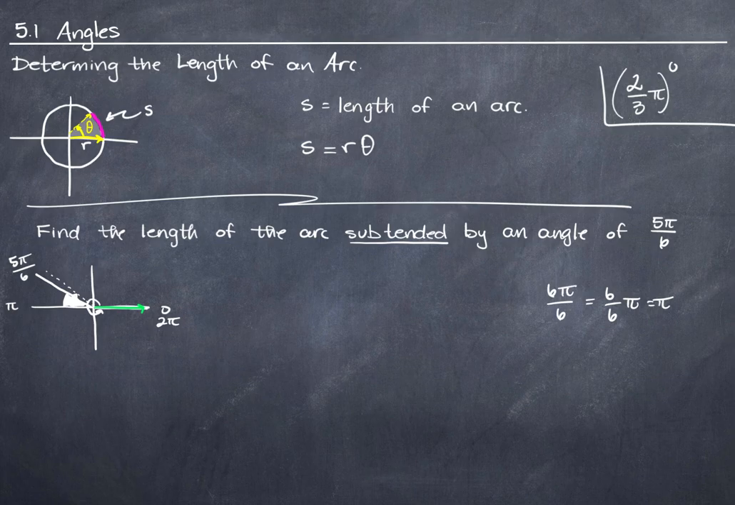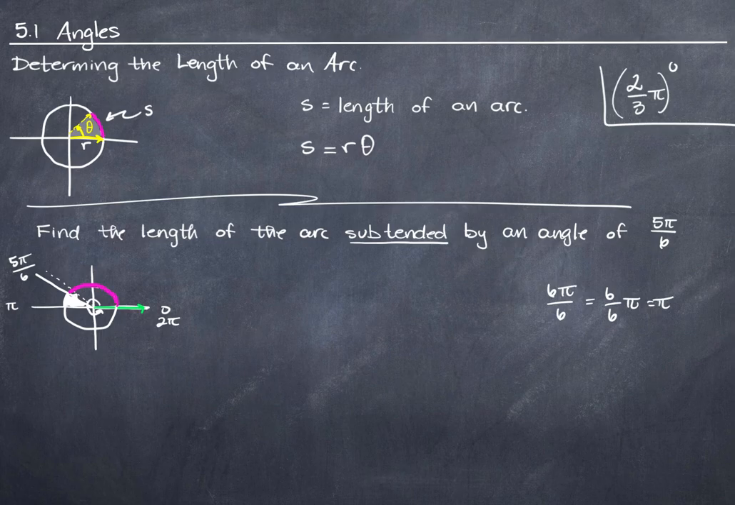5 pi over 6, and I don't have an arc yet. So what I really want to do now is draw a circle around, starting at 0 and going around. And I could draw the whole circle if I want. What I really need is this part right here. I'm going to use this lurid pink color. It stands out so well. I want the length of this arc.